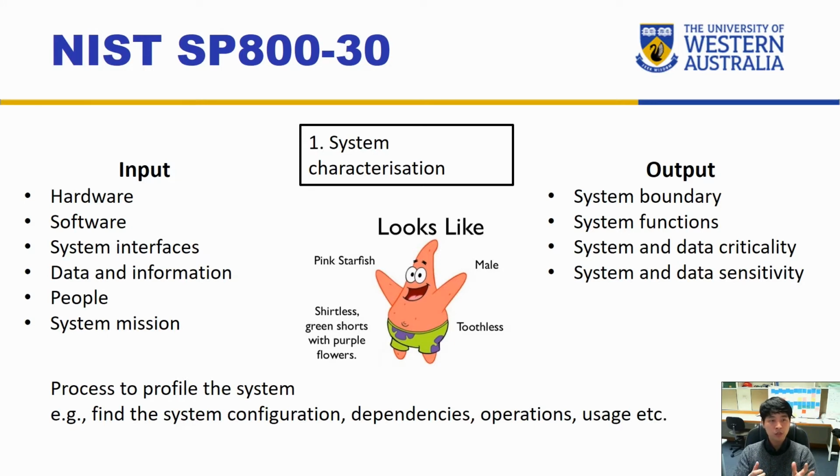Okay, so here the inputs include hardware, software, interfaces, information, people, missions, etc. All of those can be used to understand the system boundaries, the functions, criticality, sensitivity, and so forth. So we first characterize it, so we're doing the bottom-up approach. And once we characterize the system, then we can start to look for threats.